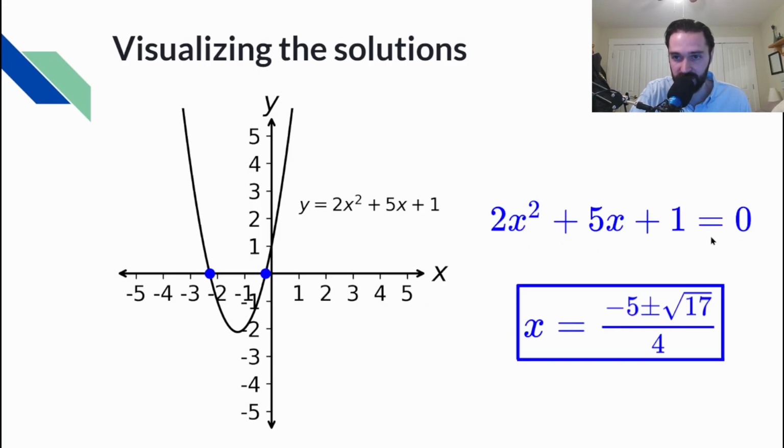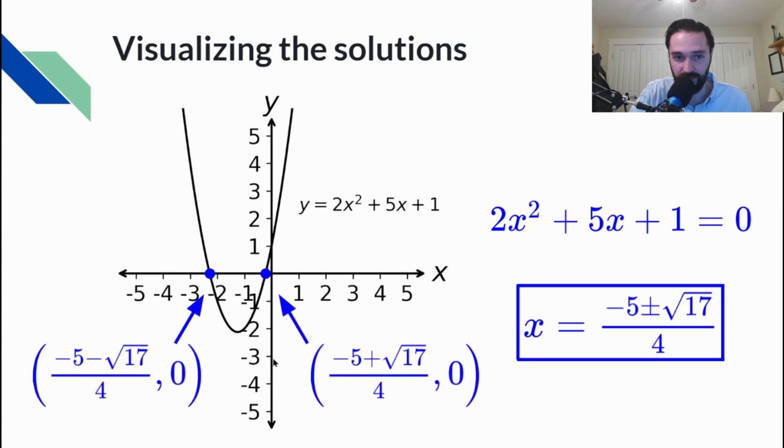And we just solved this equation in blue here. We found the x-intercepts of the graph, so we know what the x-coordinates of these points are. This one is negative 5 minus root 17 over 4, comma 0. And this one is negative 5 plus root 17 over 4, comma 0.